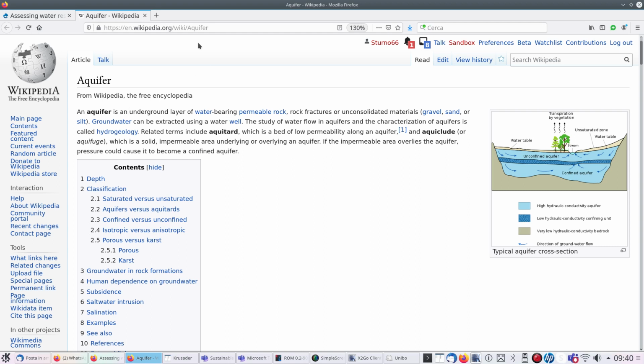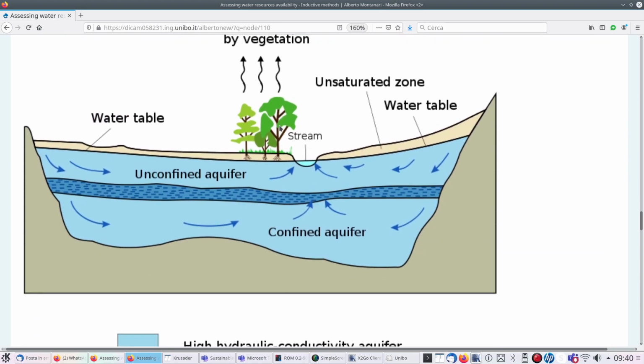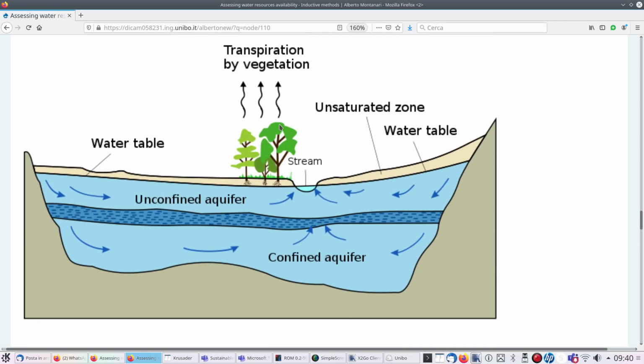And you see the figure that I'm using on my website. I go back to my website now, because this is a typical representation of an aquifer. And I just would like to focus on it with you in order to understand how aquifers work. First of all, the aquifer is fed by infiltration.